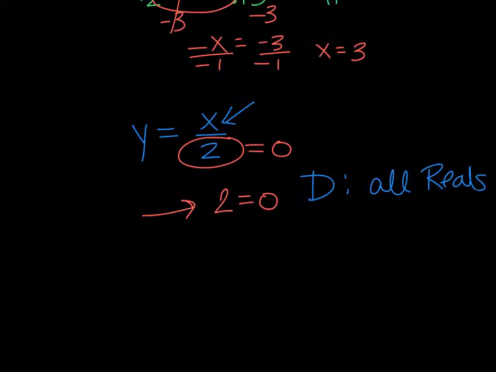I said that there was 2 rules that we need to worry about. The other rule we need to worry about is square roots. Because if you remember, we can't square root a negative number. And so when we're looking at this, we really need to worry about negative numbers when we have a square root.